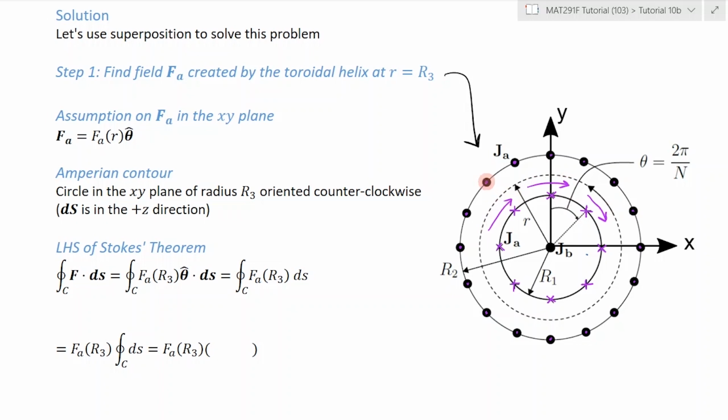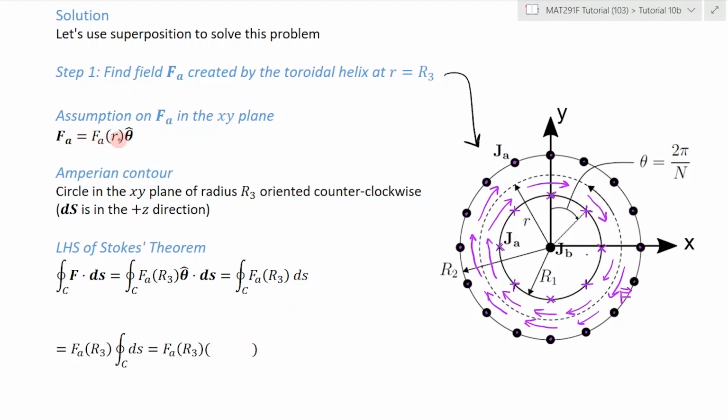Same thing will be the case if you consider this filament. Aligning your thumb with this filament will produce a field like this inside the helix. As I explained earlier, the field outside of the helix is actually 0. So this is the field. So then we can assume that it's in the plus or minus theta hat direction.